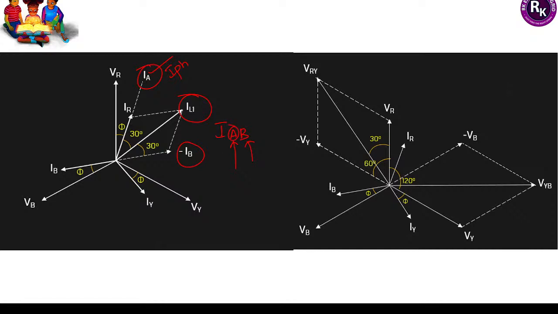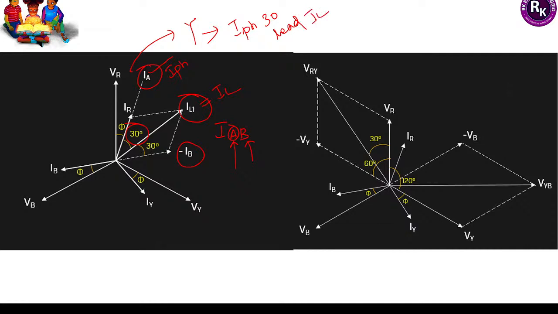So when I am considering per phase current with the line current, you can see that phase current is 30 degree leading your line current in case of star connection. So in case of star connected network, I can say per phase current always 30 degree leads line current. Phase current always 30 degree leads your line current in case of star connection.